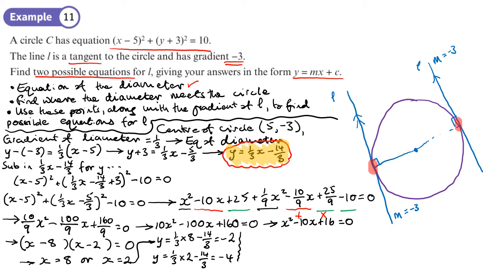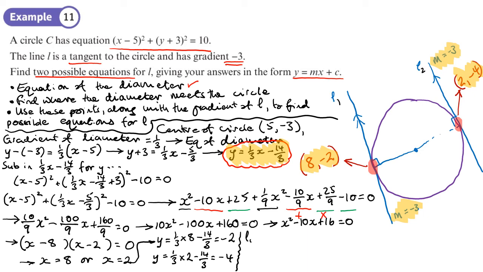Right, so let's just take stock of what we've done before we move on. I have worked out the points where the line meets the circle. One point here, its coordinate is 8, -2, and the coordinate of the other point over here is 2, -4. Right, I can now use those coordinates along with the gradient to work out the equations of this line. So we're almost done. Let's call them L1 and L2.